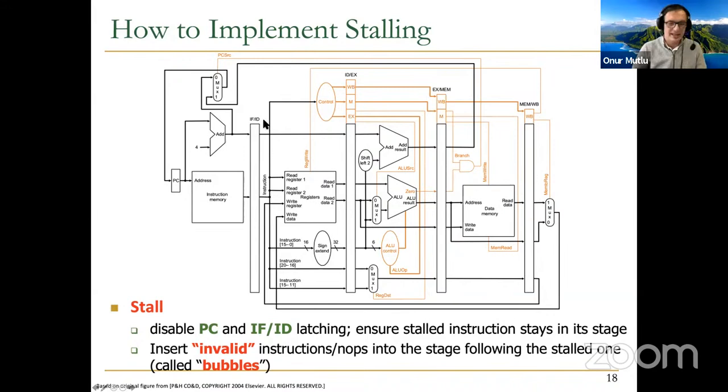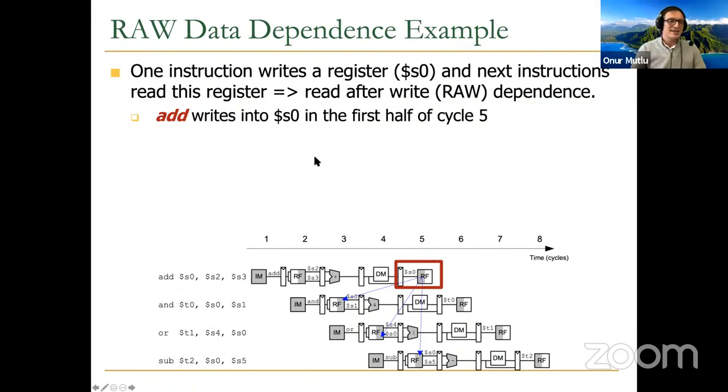Okay, let me give you the same example very quickly. So this is our read after write data dependence example. So now we see some real code, as you can see. This add instruction is writing to S0, and another instruction is reading from S0, as you can see. And this add instruction is writing to S0 in cycle 5. And next instructions, actually all of the next instructions are reading from S0, as you can see. All of them are dependent on the add.